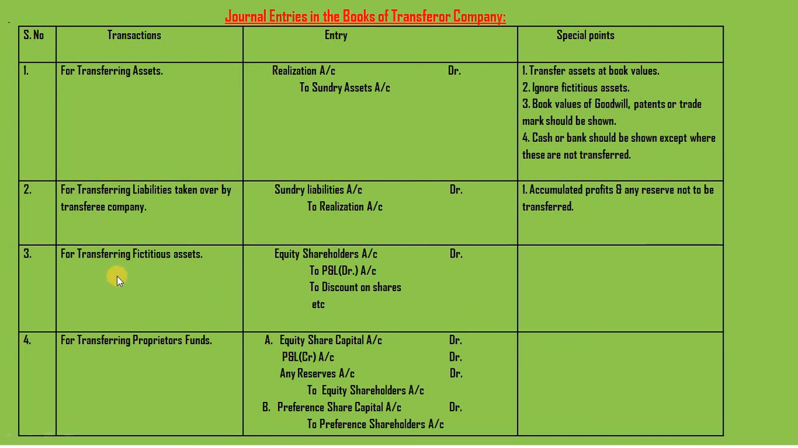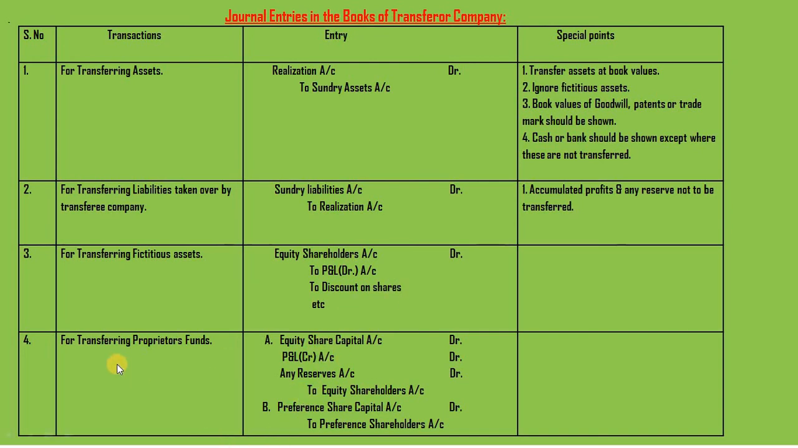Now, number 3, we have explained it already. If there are fictitious assets in the balance sheet, that will be transferred to debit side of the equity shareholder account. Okay, fictitious assets may be profit and loss account debit balances. Okay, or discount on shares or any other accounts may be there. Okay, if they are fictitious assets, that should be transferred to equity shareholders account on the debit side. Right.